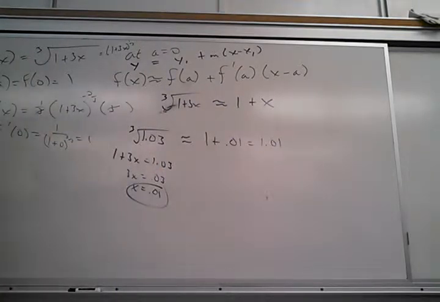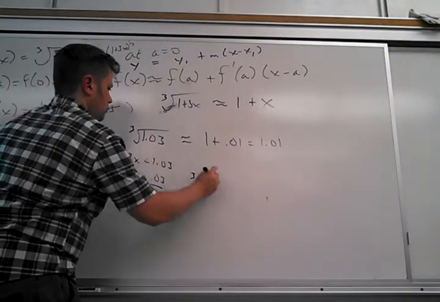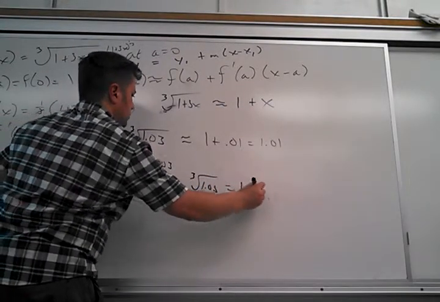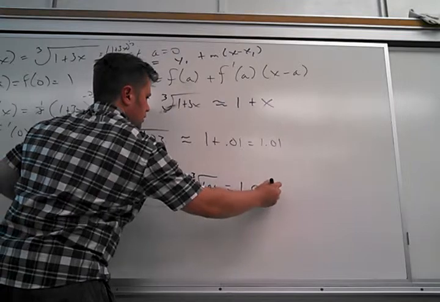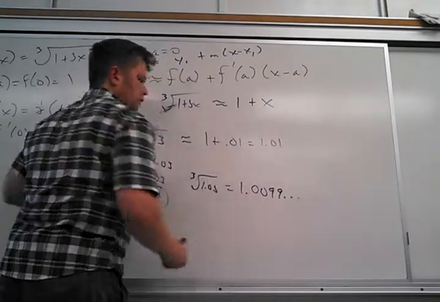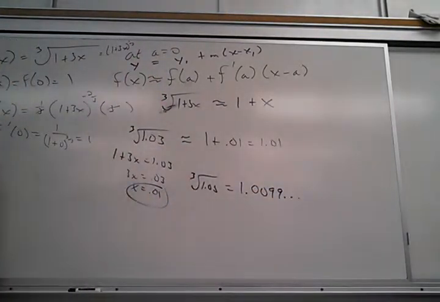So the actual value, cube root of 1.03, equals 1.0099, whatever. That's good, right? How did you just get rid of the cube root of 1.03 to then set up your cube? That's the beautiful thing.